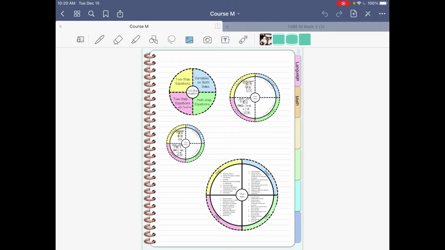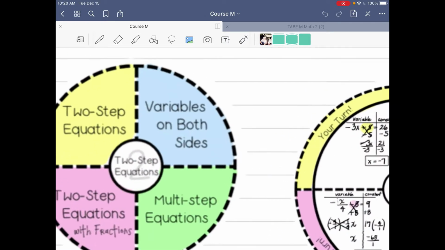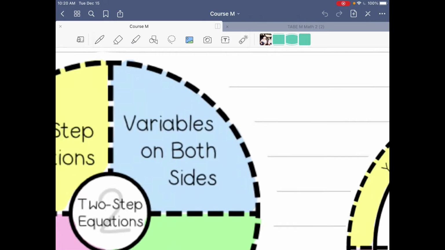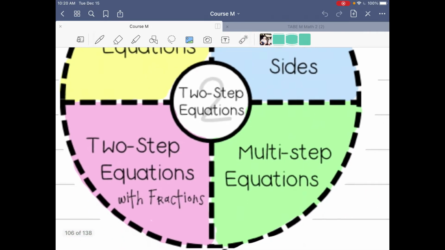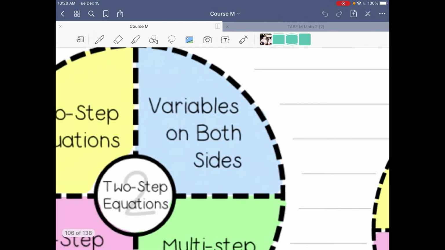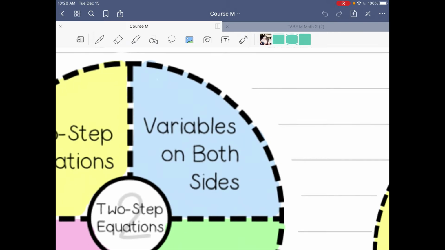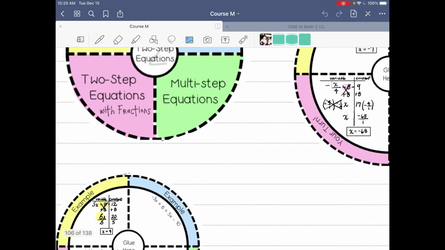We are here for the third of four of these advanced equations. I'm looking at this blue section of the wheel, variables on both sides. We've done two-step, we've done fractions, and now we're looking at the situation where we have variables on both sides of our equation and what we need to do when that happens.